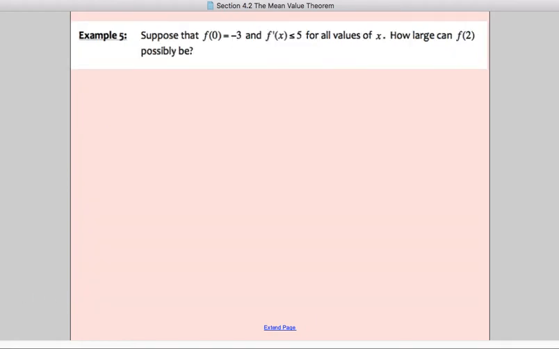Last problem we have here, and I think it's very similar to the last few problems on your homework, but we have suppose that f of 0 is equal to -3. Our derivative of x is less than or equal to 5 for all x values. Okay, so our slope, the biggest slope, is 5. How large can f of 2 possibly be? So we're trying to figure out the biggest value that it can be. Okay, so we are going to go ahead and bring in our mean value theorem.